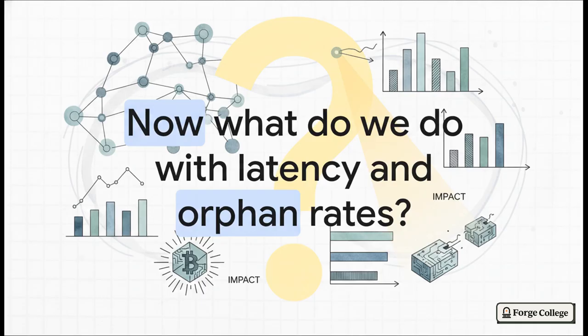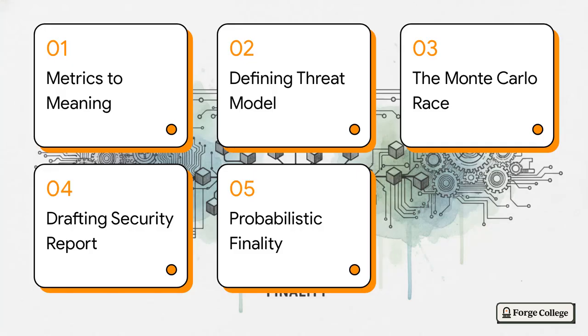Well, today is the fun part. We are going to make all that hard-earned data actually mean something real. Okay, let's dive into this. Here is our investigative roadmap for your capstone report. 1. From metrics to meaning. 2. Defining our threat model. 3. The Monte Carlo race. 4. Drafting your security report. And finally, 5. Proving probabilistic finality.